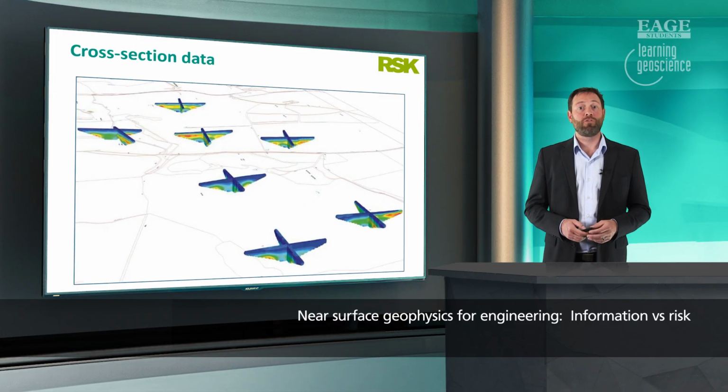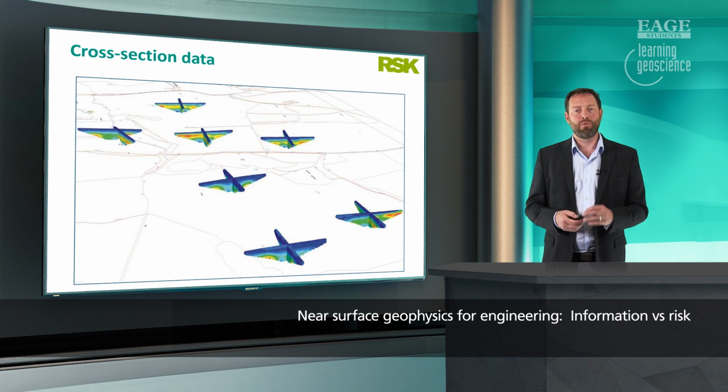And we can also get cross-sectional data. This is electrical resistivity data on a site for the development of an onshore wind farm. Of course, we can also get 3D data sets. That's just an extension of these 2D cross-sectional data sets. But for now, let's just imagine these simple geometries.